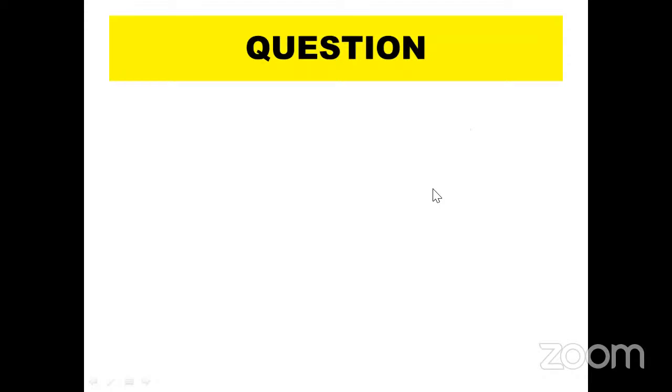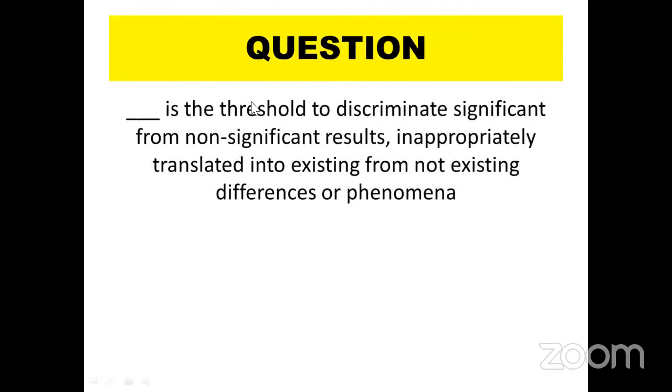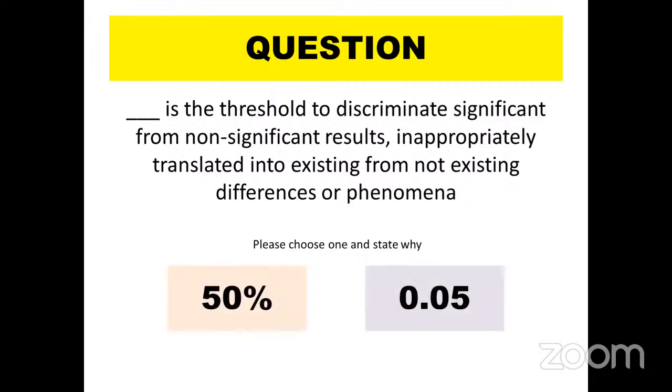The question: is the threshold to discriminate significant from non-significant results inappropriately translated into existing versus not existing difference or phenomena? Please choose one and state why. First, 50%. Second, 0.01. 0.05, I mean.